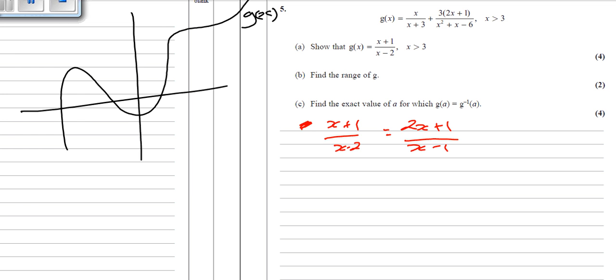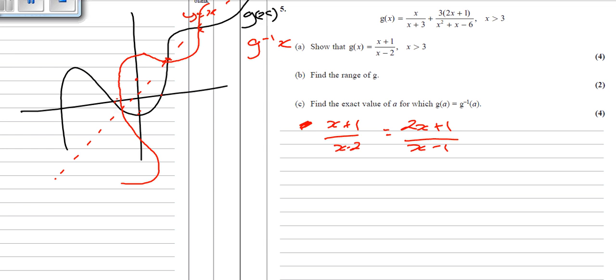Now, if we were to draw g to the minus 1 of x, what we do is we draw in the line y equals x, and then we reflect it in the line y equals x. So it would go through that point there, that point there. This would go up to here. This would go down to here. This would go up to here. And so you draw the inverse function. And so it would look like that there.